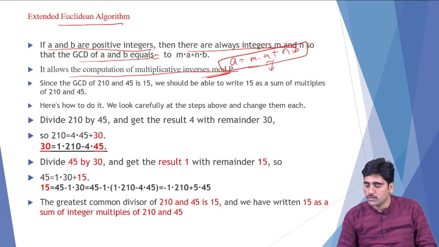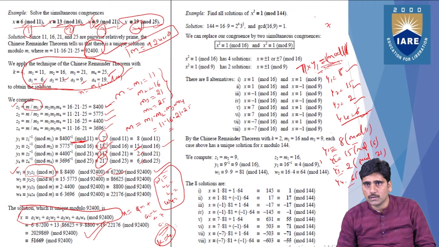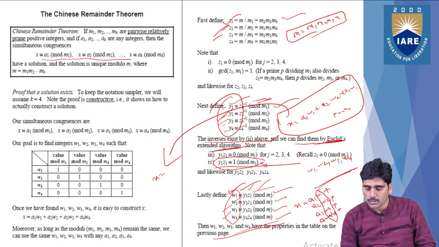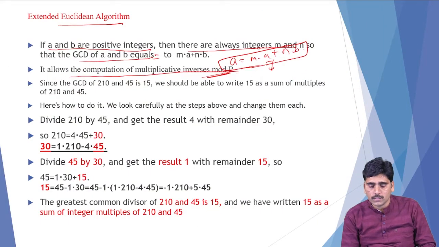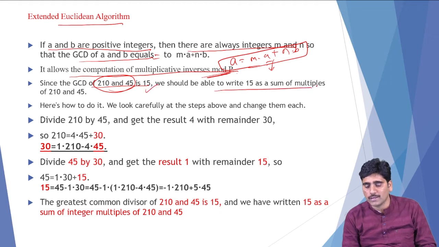For this multiplicative inverse only, you will use the extended Euclidean algorithm. Suppose we take the example 210 and 45. The GCD of 210 and 45 is what? 15. So we should be able to write 15 as a sum of multiples of 210 and 45. How will I do it? Divide 210 by 45.